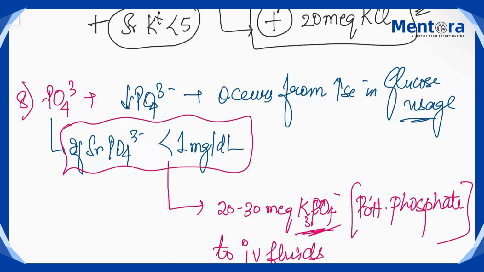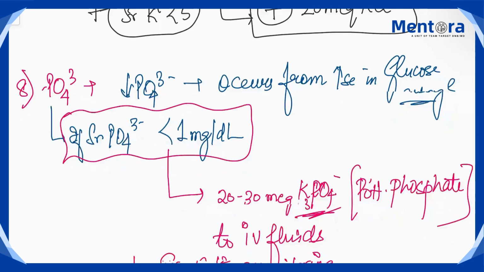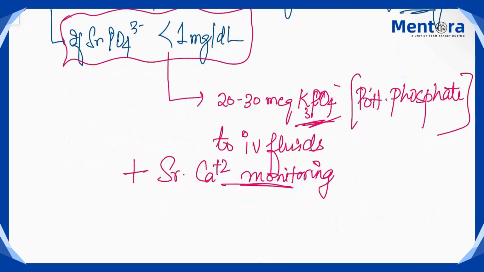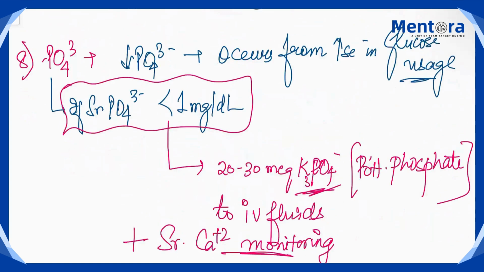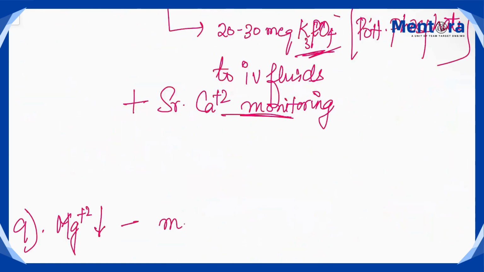Okay. So each and every electrolyte is important in managing DKA. Your ABGs are important, your sodium and potassium are important, your bicarbonate is important, your phosphate is important. And as a ninth point, if there is decrease in magnesium level, this also may require supplementation.